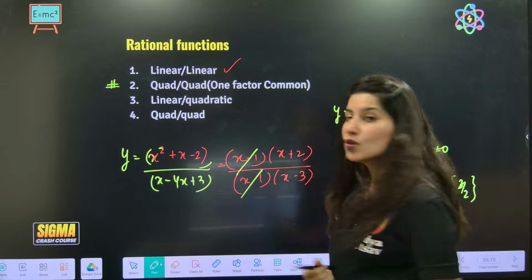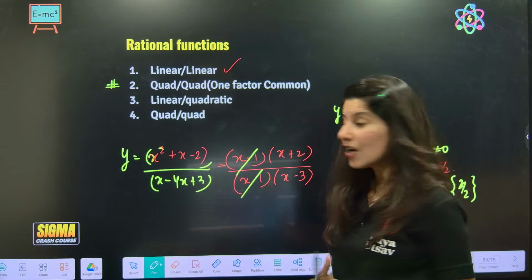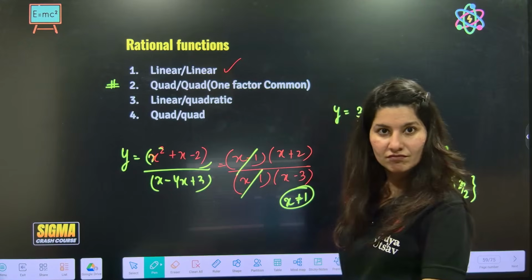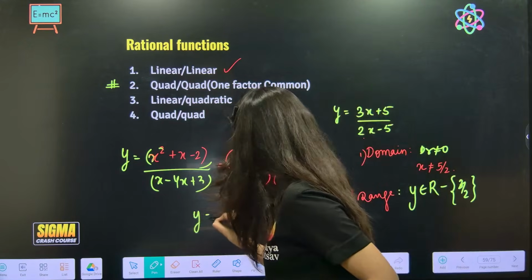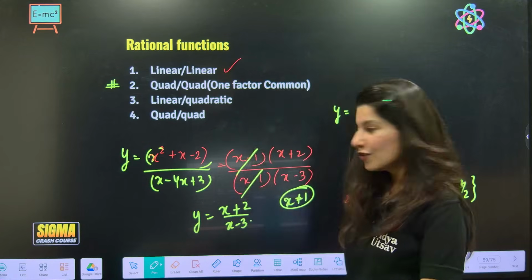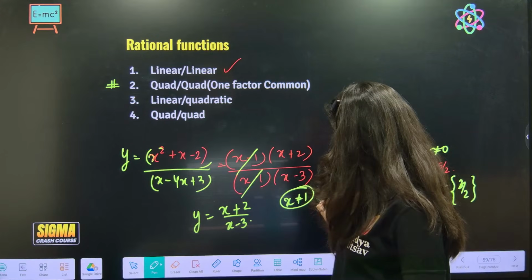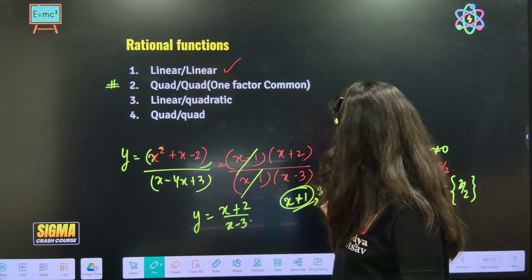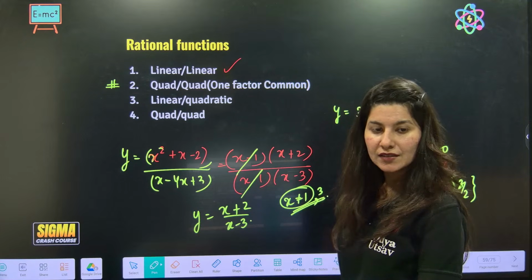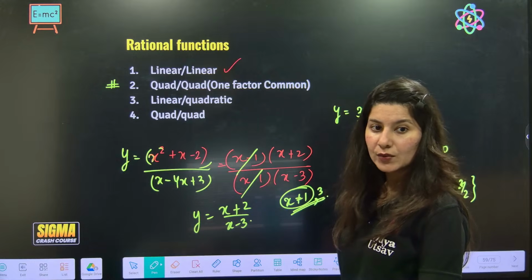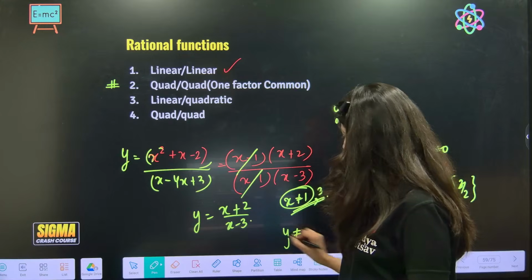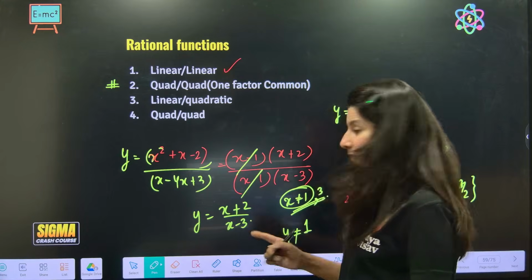The (x - 1) cancels out, but x should not be equal to 1. So now your y is again back to basics, linear by linear. So the domain is x not equal to 1 and x not equal to 3. And what about y? y not equal to 1/1, the ninja technique.